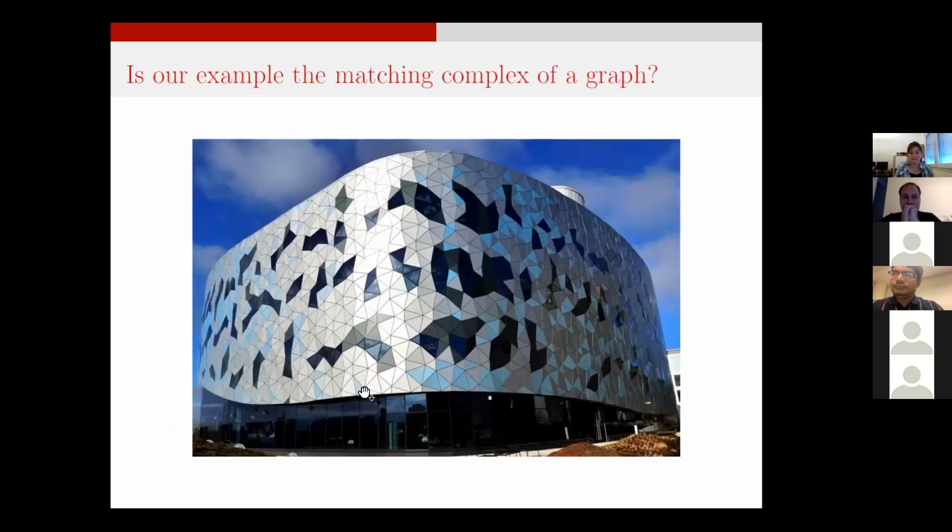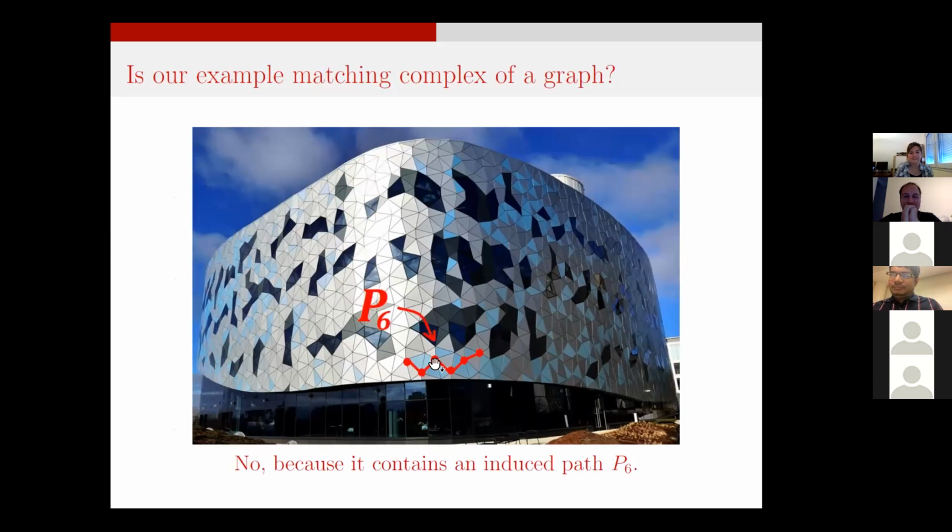We should answer something because I asked that at some point. If this is a matching complex of a graph, well, now it's an easy answer that it is not, because there is an induced P6 here. So, well, no, this is not good.